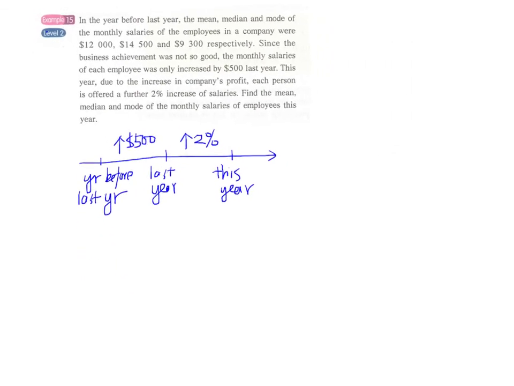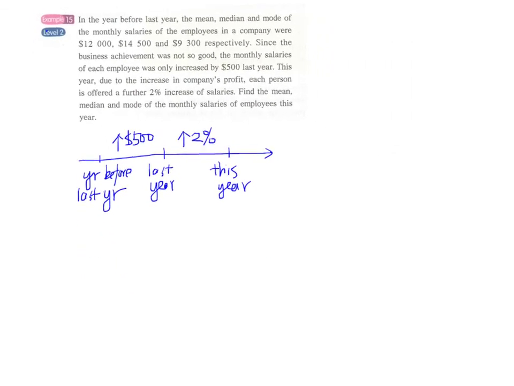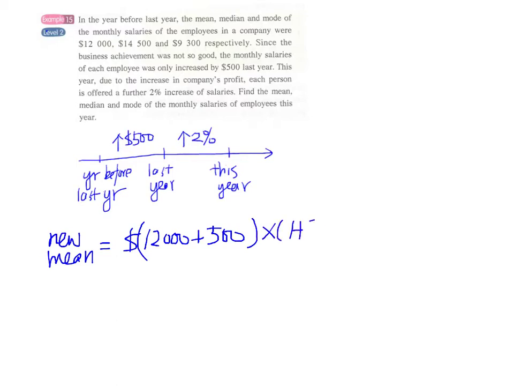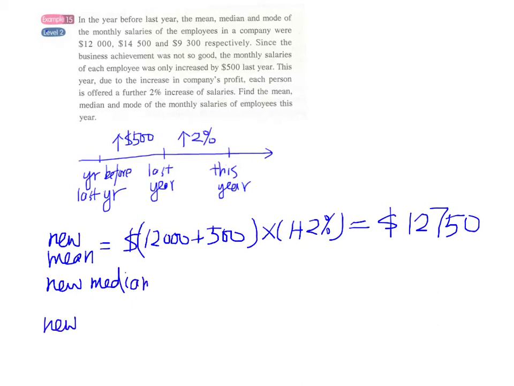So in order to find the answer to this problem, we can make use of the old mean, the original mean. The new mean should be 12000 plus 500, and then we increase this by 2%. So this is the new mean. And by using our calculator, this is 12750. And we can repeat this for the new median and new mode.